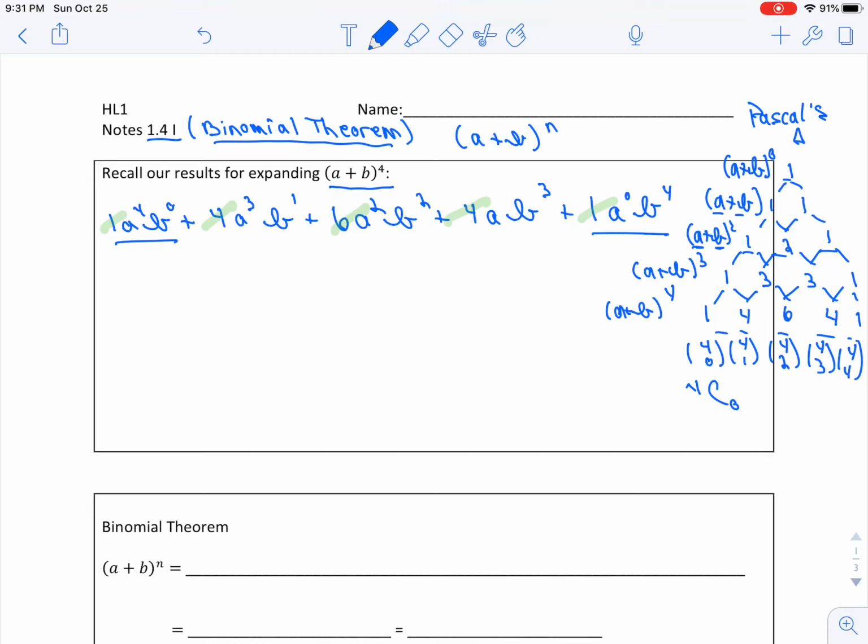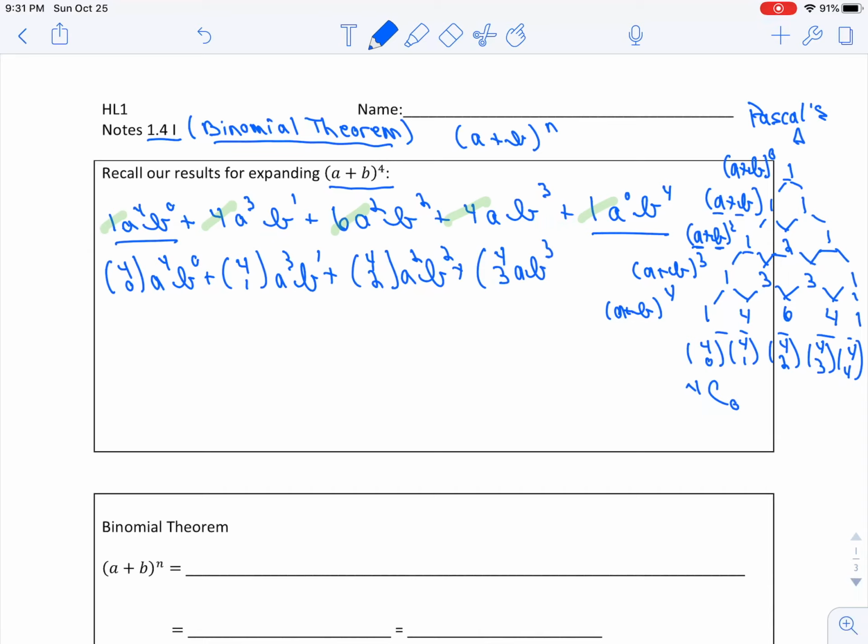So that means that this is going to turn into, if we write it out, 4 choose 0 times a to the fourth b to the 0 plus 4 choose 1 a to the third b to the first plus 4 choose 2 a squared b squared plus 4 choose 3 ab to the third plus, I'm going to erase a little bit here so that I have some room to finish this. Should be 4 choose 3 plus 4 choose 4 a to the 0 b to the fourth.